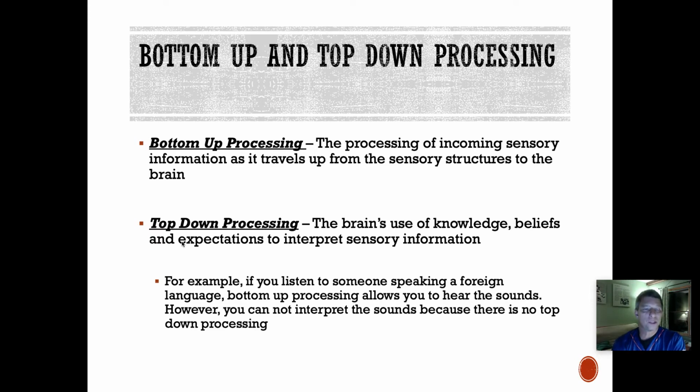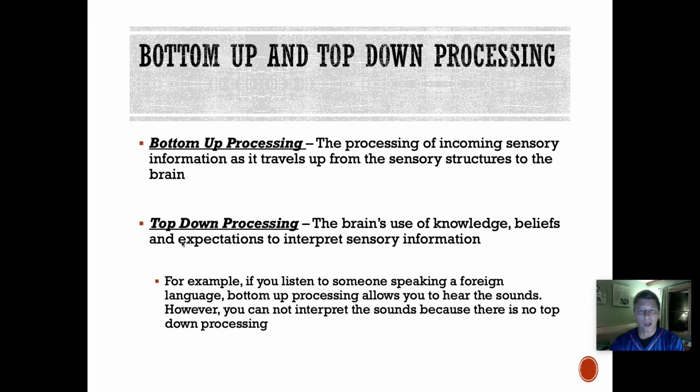We send information from the rods and the cones through the optic nerve and into the brain. As it travels through that nerve and into the brain, the information is processed. We take in information about how bright the light is, what colors are present in it, maybe the potential shape of the image that we happen to be looking at. But that's all information that's sent from our eyes to the brain, and that's bottom-up processing.